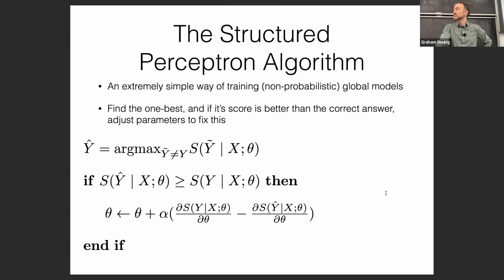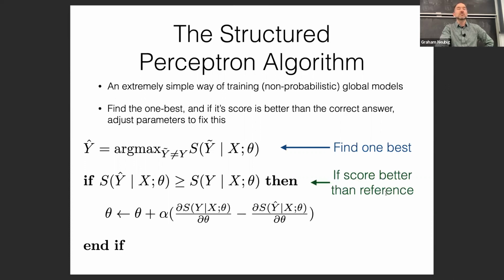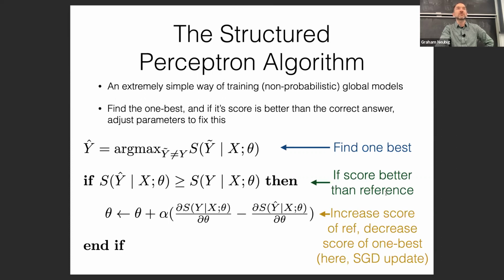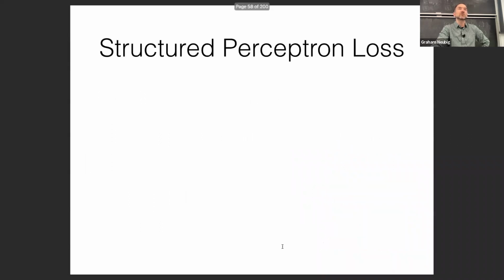And so this is the whole algorithm, which you could probably easily implement for most any model you want to implement. You find the one best. So this is just argmax search, decoding. If the score of this one best is better than the reference output score, then you increase the score of the reference and decrease the score of the one best. And here we're doing an SGD update. So basically, we are doing alpha times the derivative over the scores of the one best minus the derivative of the scores of the found output.